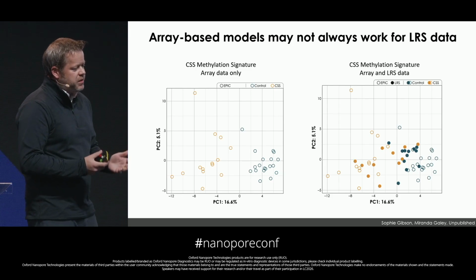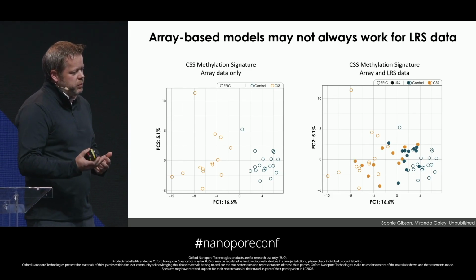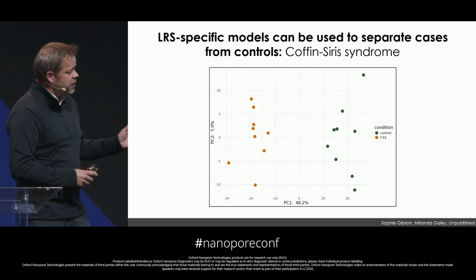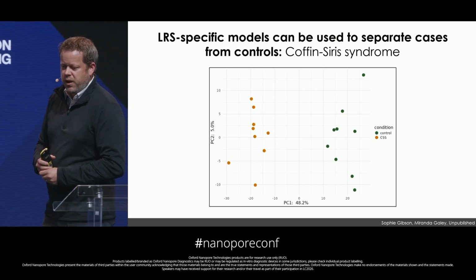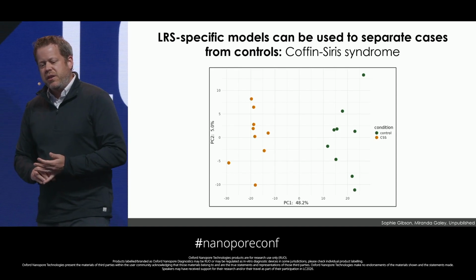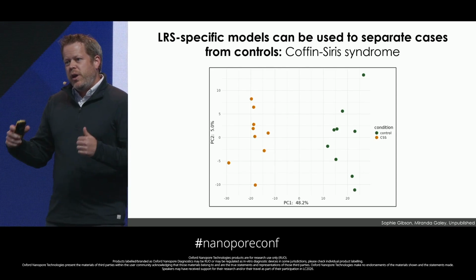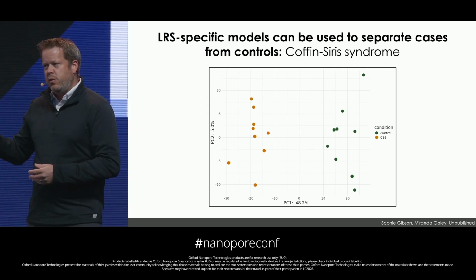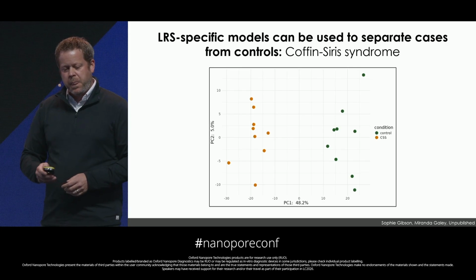And why is that? Well, it's probably because the array-derived signature doesn't work well when you have 33 million CpG sites, whereas the array has 88 million. So Sophie Gibson and Miranda Gailey, Sophie's an excellent PhD student in the lab, and Miranda's our computational biologist in the lab, were able to build a long-read specific methylation signature for Coffin-Siris syndrome. This is all using long-read derived data that we had to go to the family meeting and collect directly from families affected with this condition. That's how we build these. We actually have to go to these meetings, get people in the room, and collect samples from them.